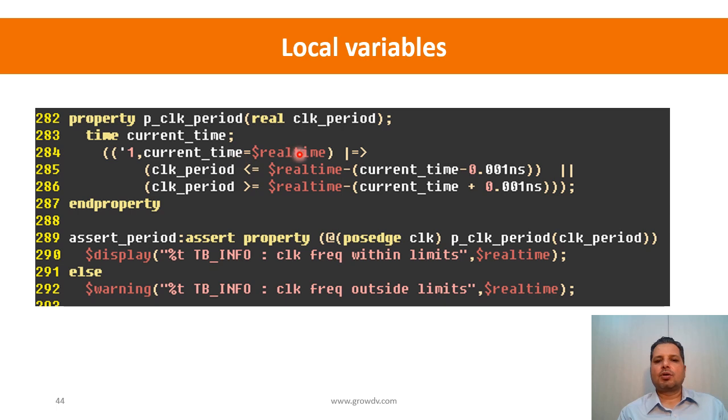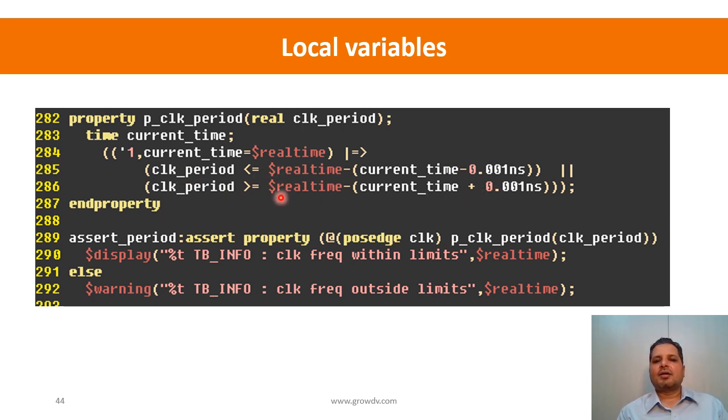So current time is equal to $realtime. $realtime is a system function that gives you the current simulation time, and the data type will be real or time, both are the same. Then we use a non-overlapping implication operator, which means at the next clock tick, we check whether the current simulation time minus the current time that we had captured, with some tolerance, is greater than or equal to clock period.